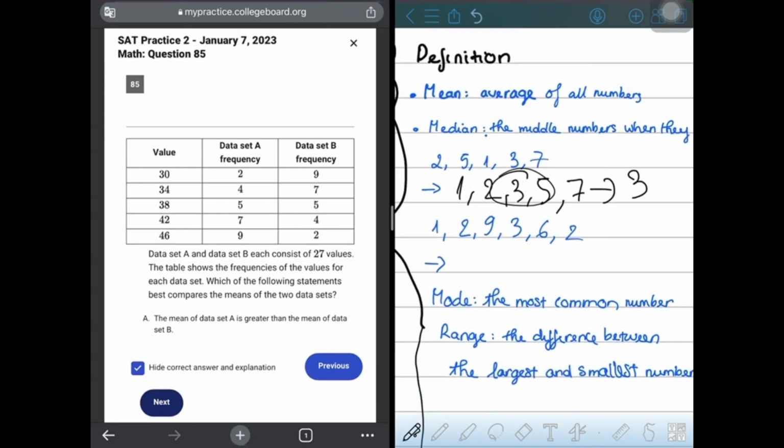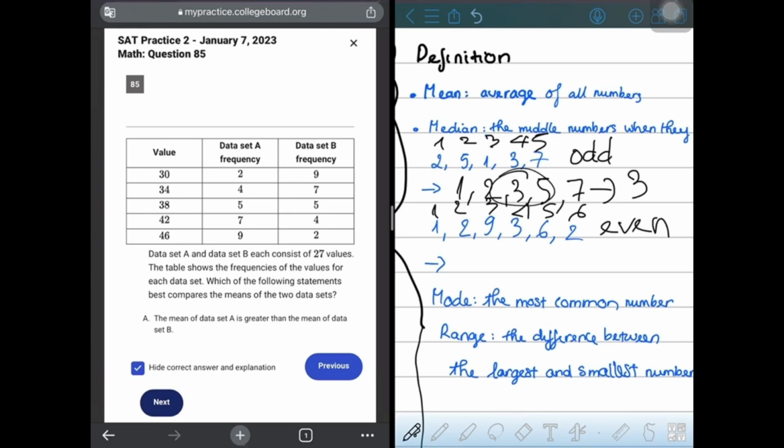But that's just for an odd sequence. I mean, you count 1, 2, 3, 4, 5, and it has 5 numbers. So the middle number will be 1 number. But how about an even one? 1, 2, 3, 4, 5, 6. We will have 2 middle numbers. So how can we find the median?